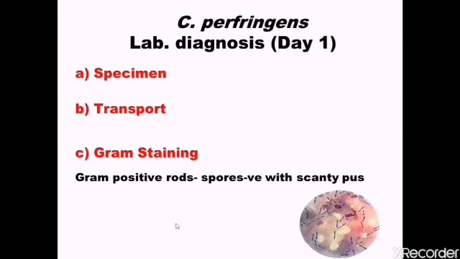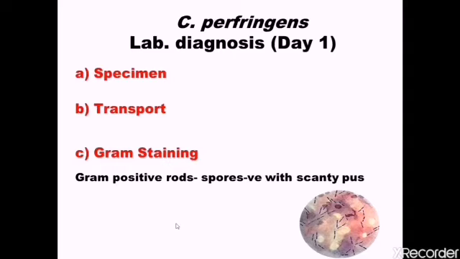Lab diagnosis of Clostridium perfringens, day 1. You can take wound exudates, excised or necrosed tissue as a specimen. Robertson cooked medium or thioglycolate broth can be used, and both can be used as an anaerobic transport media as well.